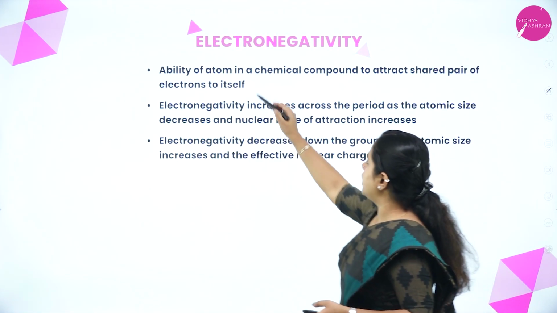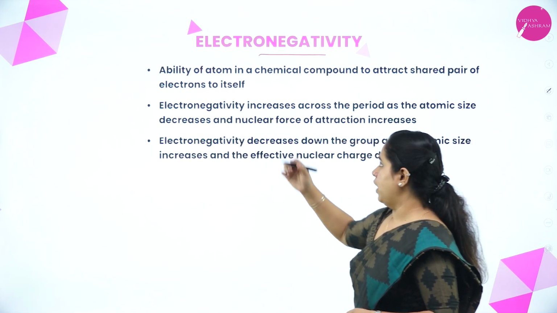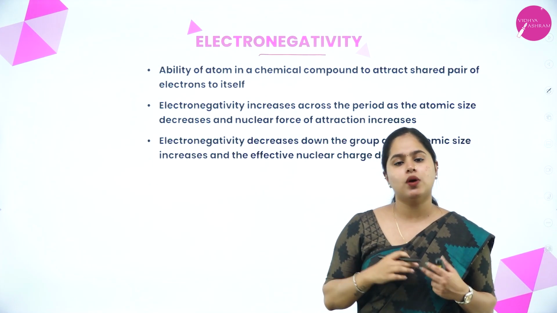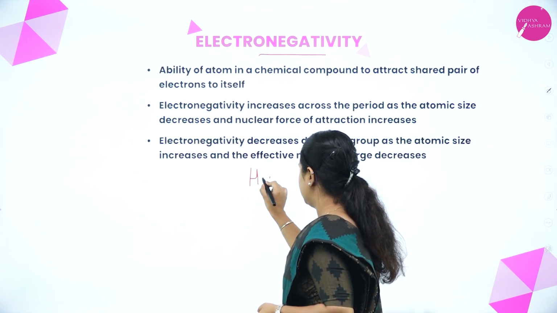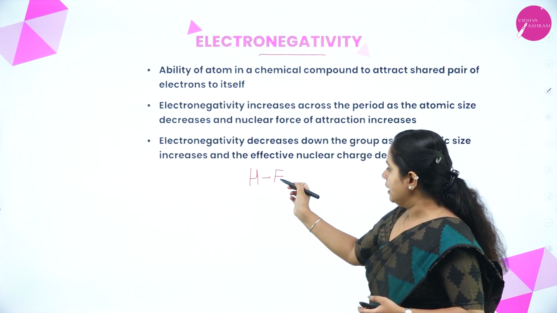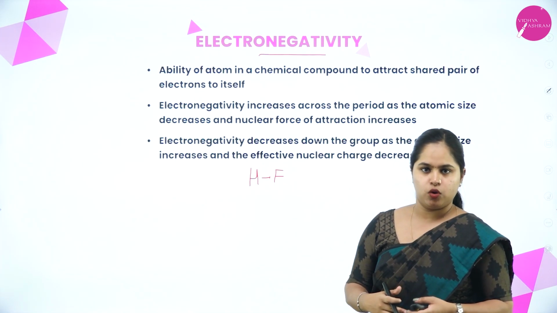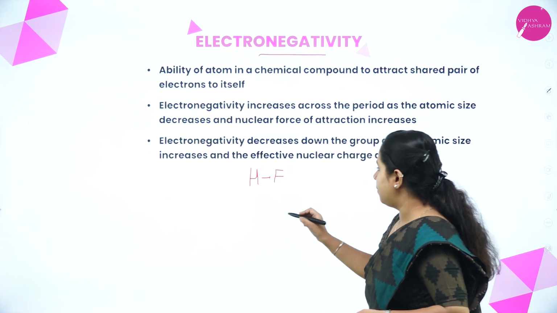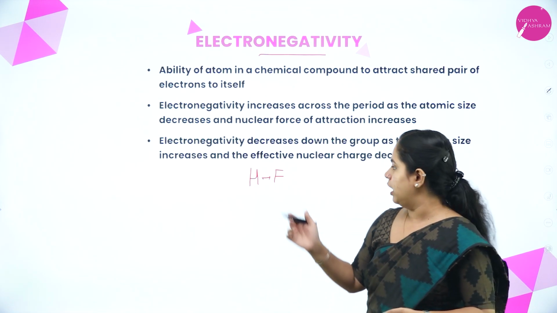So moving on to the next one, that is electronegativity. Now what is electronegativity? It is the ability of an atom in a chemical compound to attract the shared pair of electrons towards itself. So let's take an example and understand. Let's take the example of hydrogen fluoride, HF. In this compound, fluorine is a more electronegative atom compared to hydrogen.